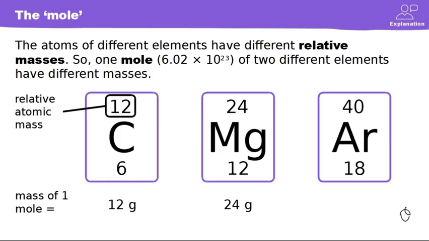And with argon, if you were to take 1 mole of argon, you would weigh out 40 grams of it. And in that 12 grams of carbon, 24 grams of magnesium, and 40 grams of argon, you would have precisely 6.02 times 10 to the 23 atoms of carbon in 12 grams, 6.02 times 10 to the 23 atoms of magnesium in that 24 grams, and in 40 grams of argon, you would have 6.02 times 10 to the 23 atoms of argon.